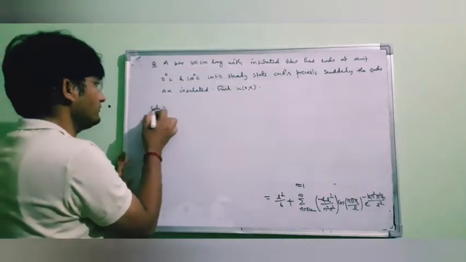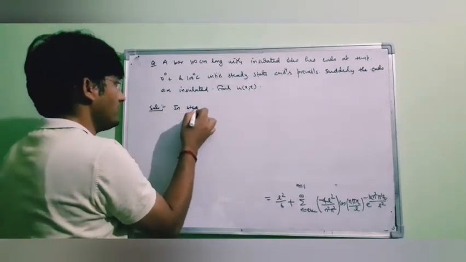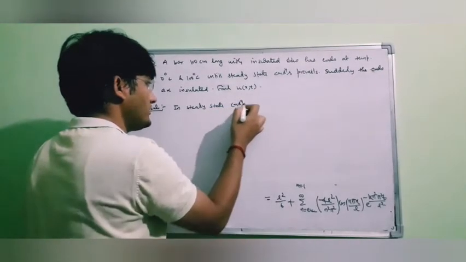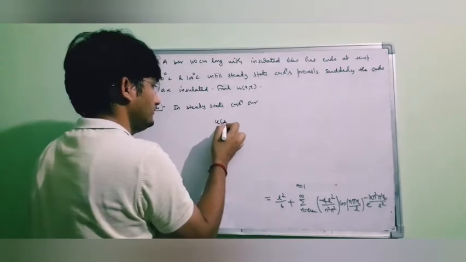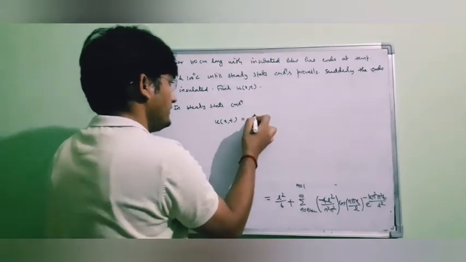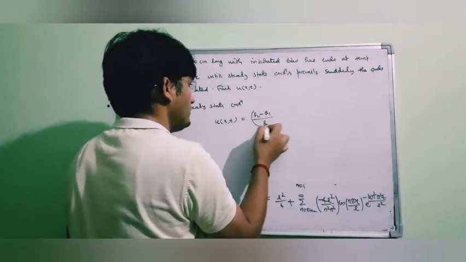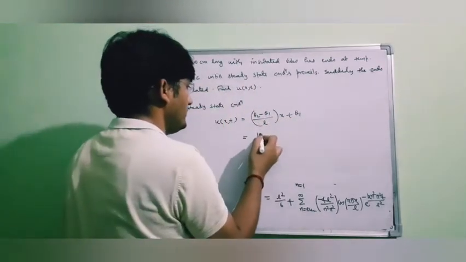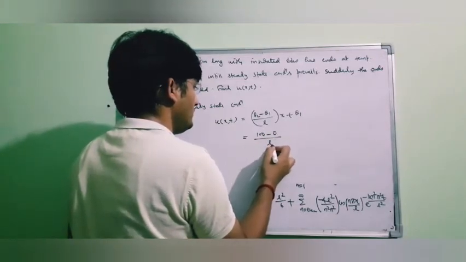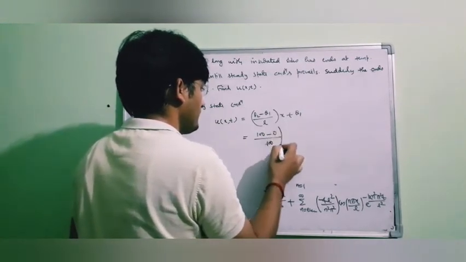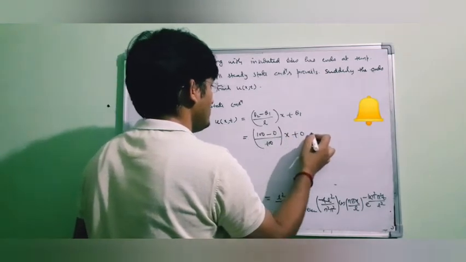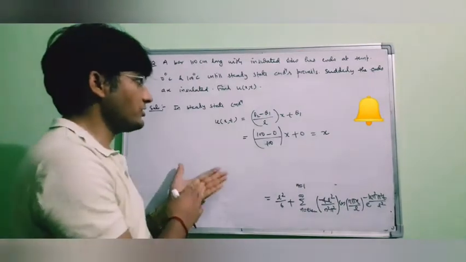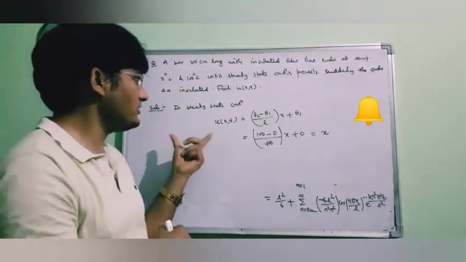Solution: in steady state condition, our u(x,t) will be (theta 2 minus theta 1) upon L into x plus theta 1. Here theta 2 is 100 degree centigrade, theta 1 is 0, and the length of the bar is 100, into x plus theta 1, which was 0. So this will be x. So the initial temperature is x.